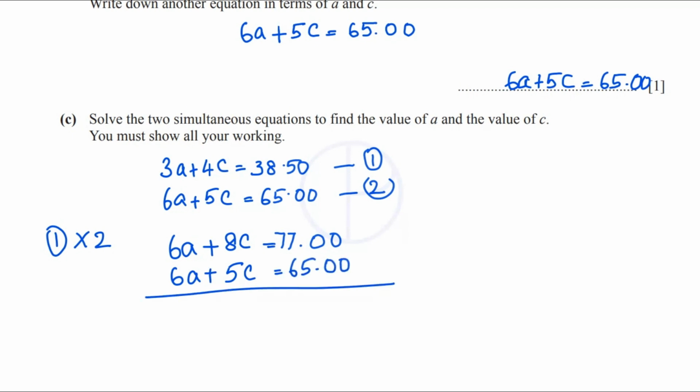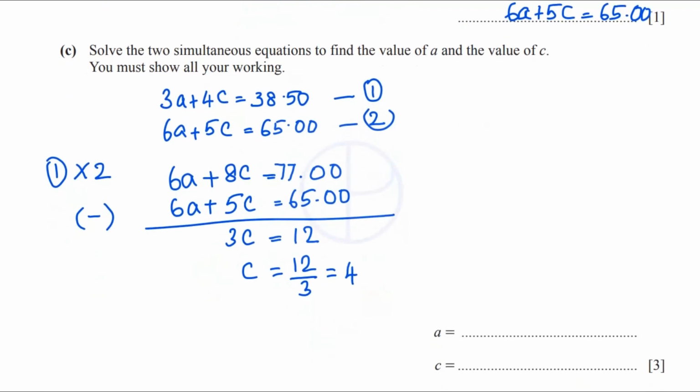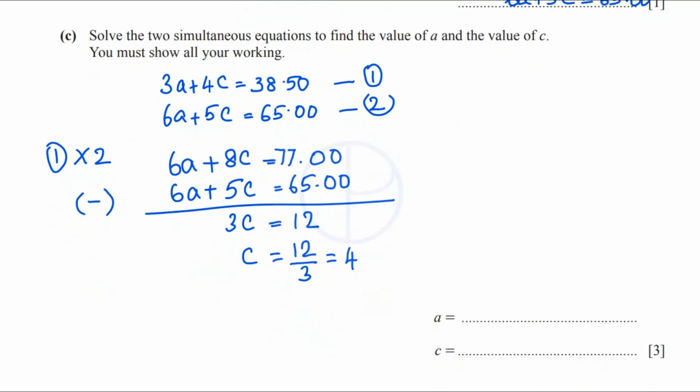Let's subtract the second equation from the first equation. So 6A minus 6A gets cancelled. 8C minus 5C is 3C, which is equal to 77 minus 65, which is 12. So what is C? C is 12 over 3, which is 4. Okay. Now C is 4. What is A? Let's find out the A value by substituting in equation 1.